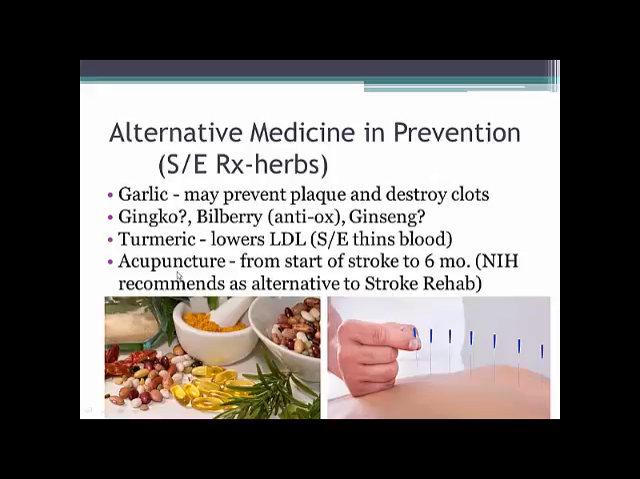Also, acupuncture is shown to be very helpful. In acupuncture, a technician puts fine needles in specific areas of the body that promote healing. It's actually shown from the National Institute of Health. They recommend this therapy as an alternative to stroke rehabilitation, as we talked about, to get nerves firing and muscles being used so that these people can get their movement back.